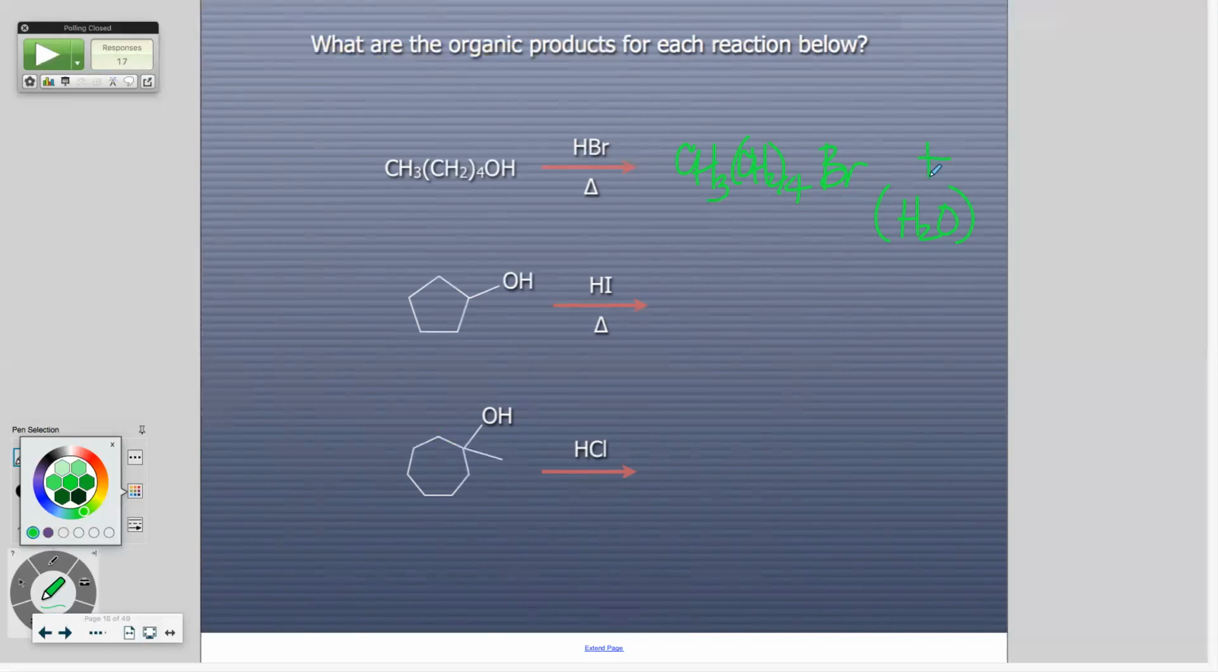How about the second one? What are we going to do? I seem to be fond of this cyclopentane ring in this chapter. Have you noticed that? So what am I going to put on my ring? Instead of an OH, I'm going to have an I. What about that one? How are you doing drawing the ring? Because that's going to be your clue.